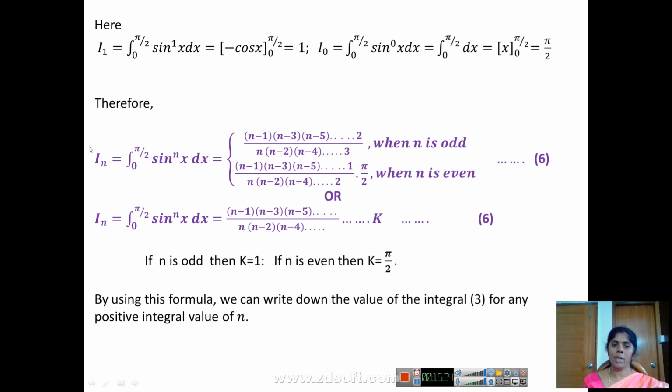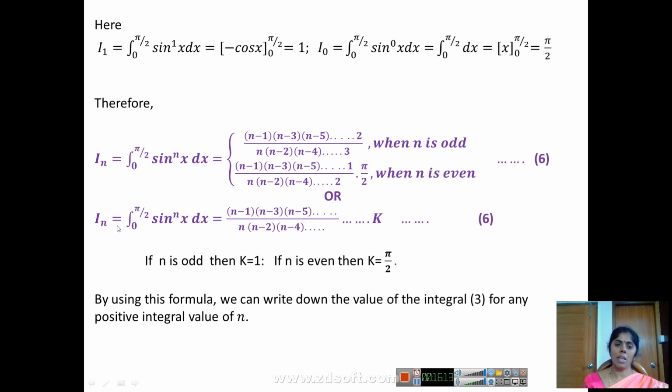Therefore, the integral I_n equals integral 0 to pi by 2 sine to the power n of x dx, which can be written as (n-1)(n-3)(n-5) up to 2, whole divided by n into (n-2)(n-4), and it leads to the last term as 3 when n is odd. The same term repeats when n is even, but it leads the result as pi by 2. We have to multiply pi by 2 at the end. So we can also rewrite it in this form.